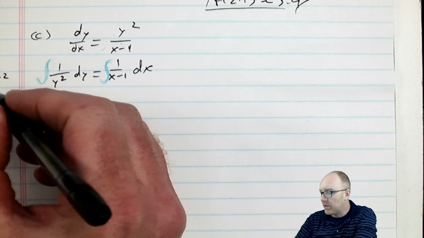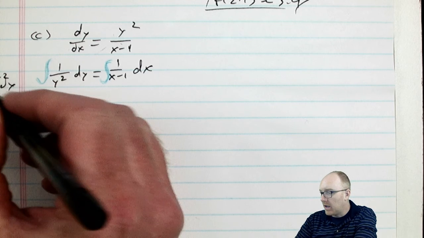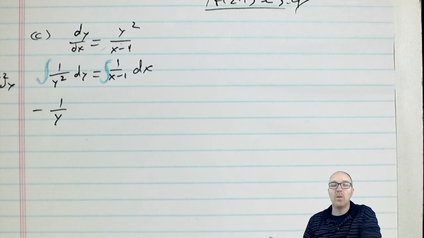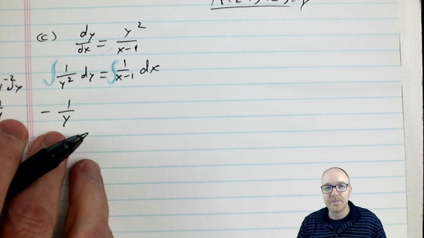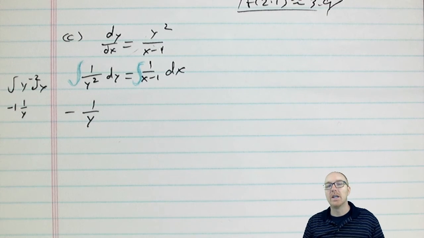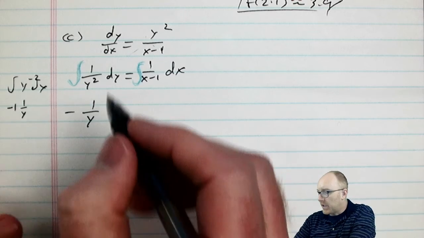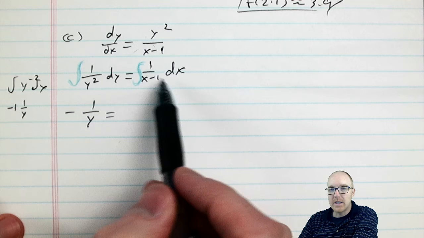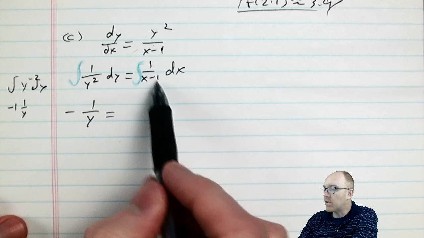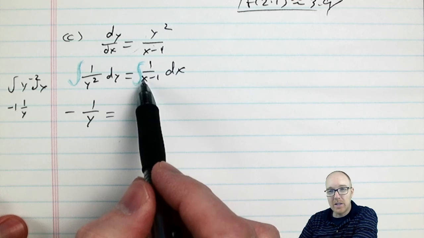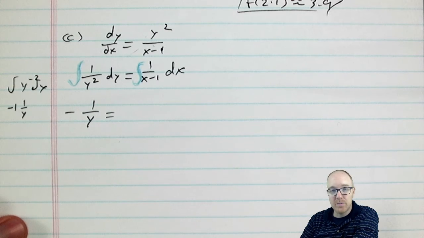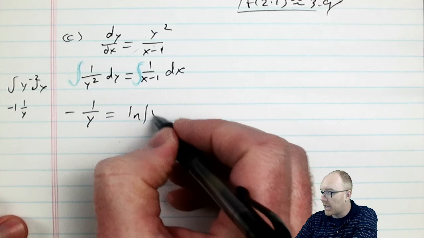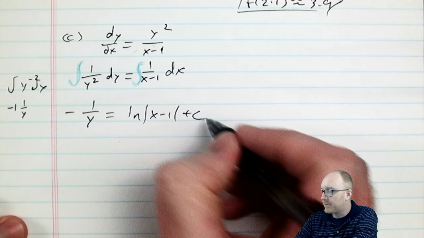You need a little bit of intermediate step. This is y to negative 2. So if we integrate, we get negative 1 over y, or negative 1, y to negative 1. Okay, so that's the left-hand side. The right-hand side is natural log because x minus 1, that's x to the first power, and it's in the denominator. So this is natural log. U substitution is not required because if I made u equal to x minus 1, the derivative would just be 1, and so we would not have to worry about that. So on the right side, natural log of x minus 1 plus c.